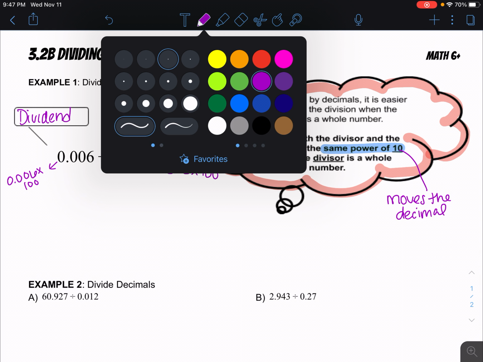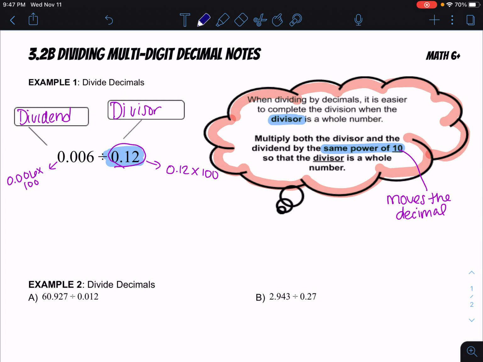So what that's going to do is it's going to take my decimal and move it two places to the right. It's going to take this decimal and move it two places to the right. So this becomes 0.6 divided by 12. And again, this number is the whole number. So now I'm going to do my long division.